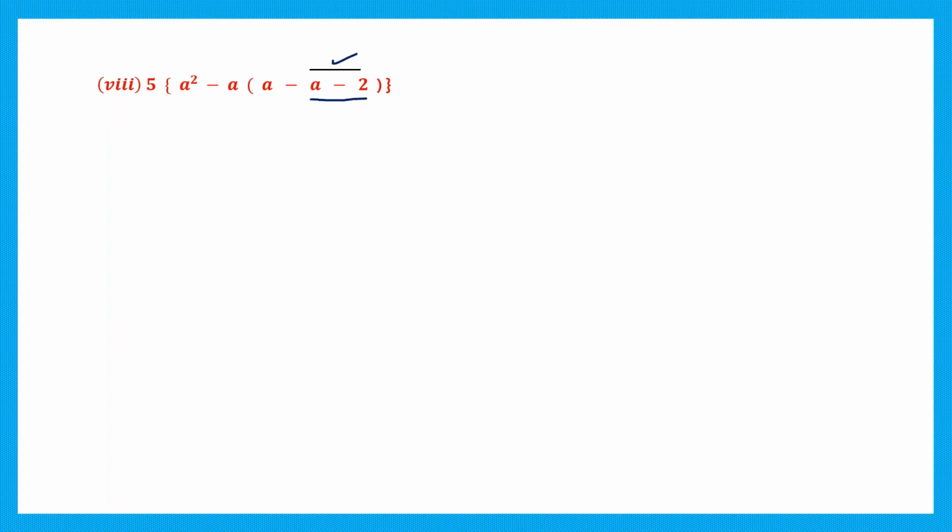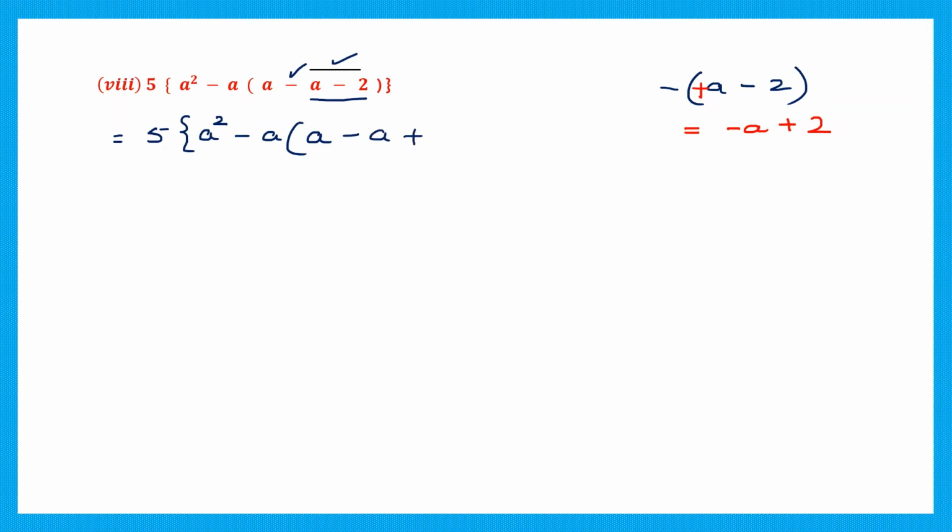So before the bar bracket, there is a minus sign. So let's be careful and let's work that out here. So I have minus and a minus 2. So before you open a bracket, you need to see the sign before the bracket. If it is a minus sign, remember the signs of the terms inside will change. So now plus a will become minus a and minus 2 will become plus 2. So let's write that there. So everything else will remain the same. So 5, then we have curly bracket, a square minus a into a. Now we have removed the bar bracket, so we have minus a plus 2. I'll close the common bracket and the curly bracket.